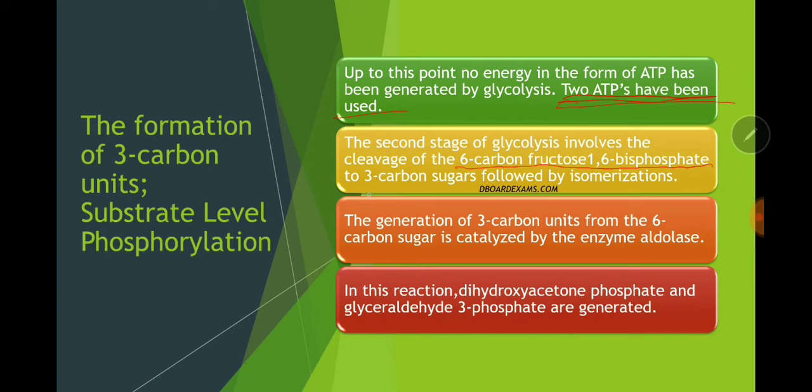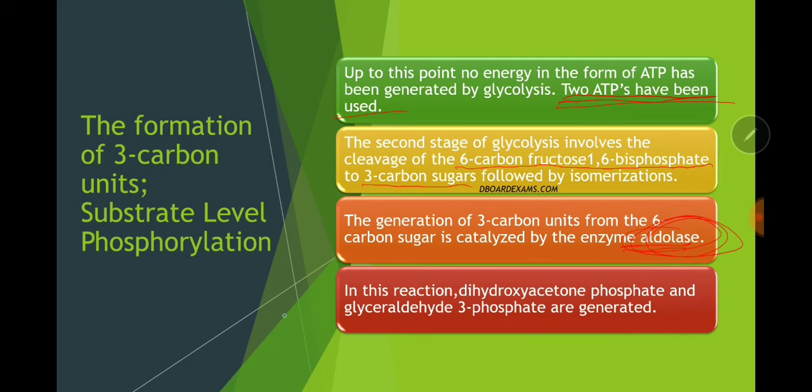And then the second stage is going to break down the fructose 1,6-bisphosphate to 3 carbon sugars, followed by isomerization. So this is the second stage of glycolysis, the formation of 3 carbon units. And this second stage is the substrate level phosphorylation. Now, the generation of 3 carbon units from a 6 carbon sugar is characterized by the enzyme aldolase. So if you are going to form 3 carbon molecules from a 6-member ring, you're going to need aldolase.